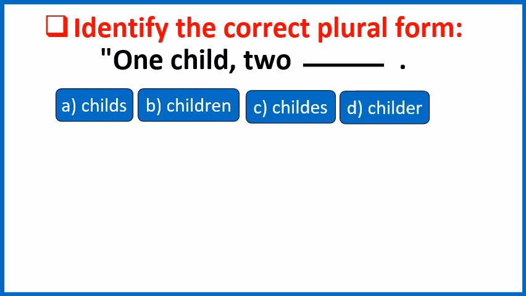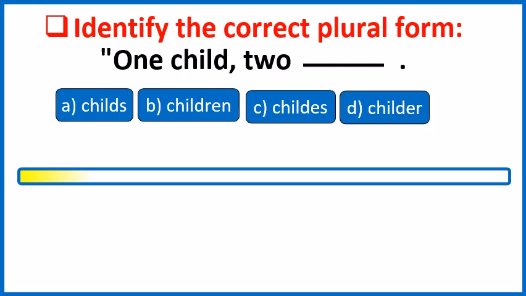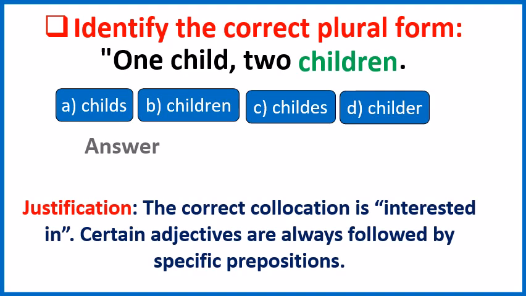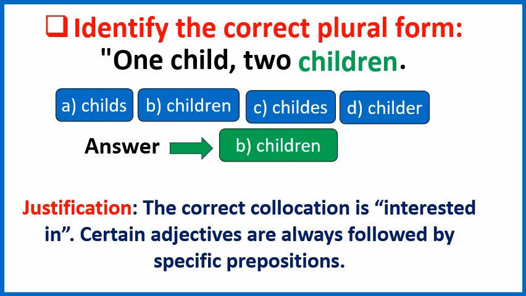Identify the correct plural form. The answer is, one child, two children. Child is an irregular noun. Its plural form is children, not formed by simply adding s.